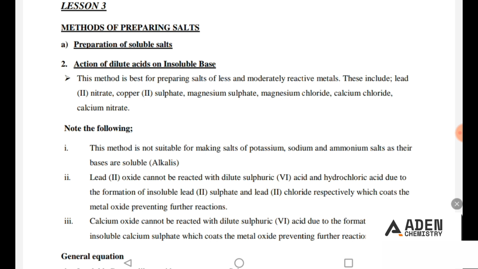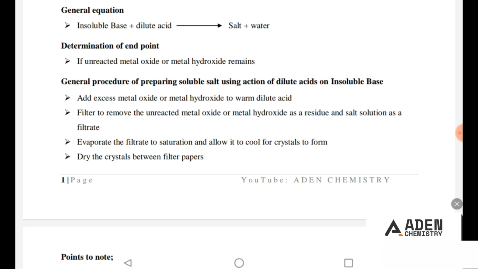Roman 3, we say calcium oxide cannot be reacted with dilute sulfuric acid, and this is due to the formation of insoluble calcium sulfate, which coats the calcium oxide, thereby preventing further reaction from occurring. So next, let us proceed to the general equation. We have insoluble base reacting with dilute acid, and what we are going to get is salt plus water. Remember, we are talking about neutralization reactions. So for us to know the endpoint, that's the determination of endpoint, we say we have unreacted metal oxide or metal hydroxide remains.